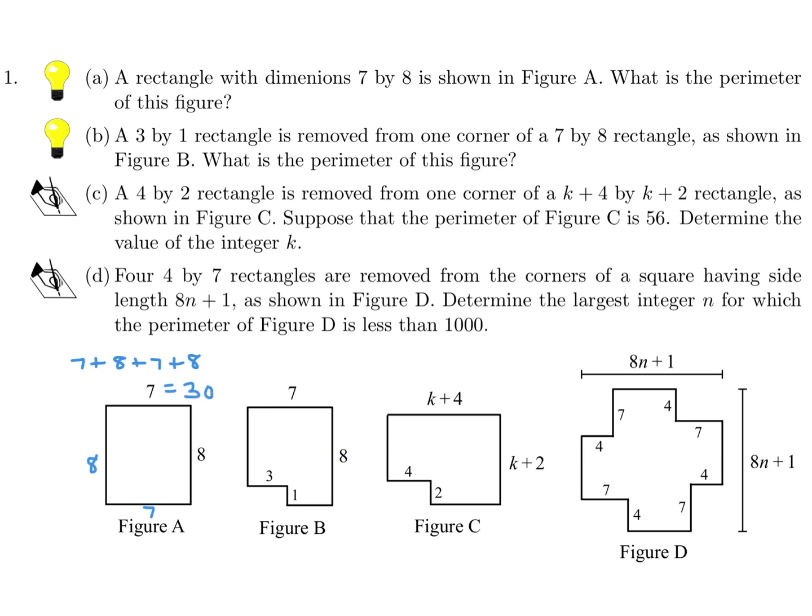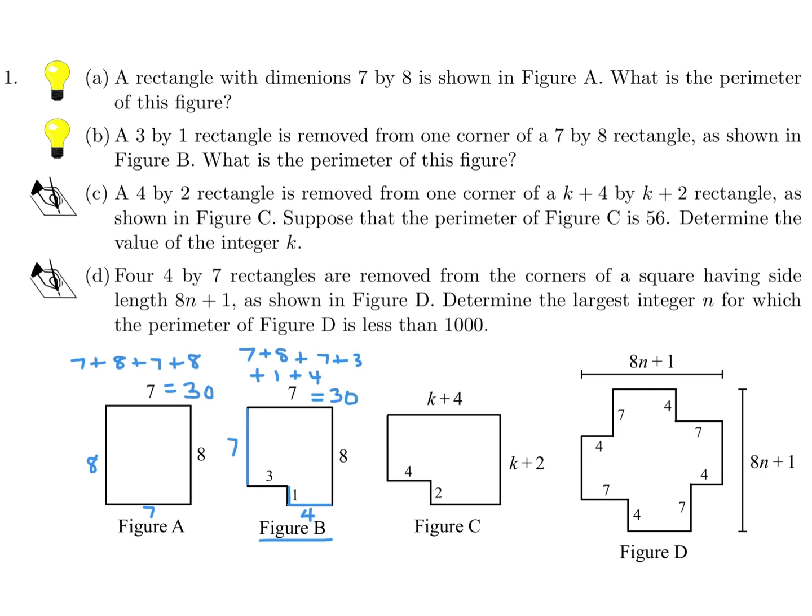A 3 by 1 rectangle is removed from one corner of a 7 by 8 rectangle as shown in figure B. What is the perimeter of this figure? In this one, we've got to figure out the side lengths. This side here is going to be 8 minus this 1, so that's going to be 7. And then this side here will be 7 minus this 3, so that's going to be 4. And then add these up. So 7 plus 8 plus 7 plus 3 plus 1 plus 4. And when you add those up, I believe you get 30 again.